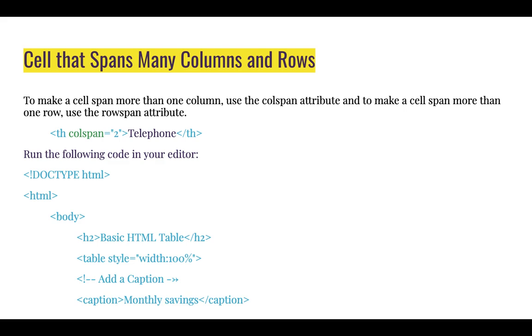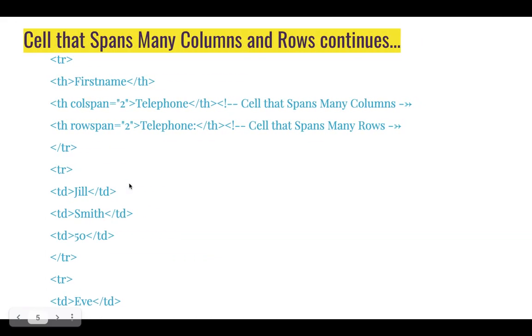To make a cell span more than one column, that is, if you want a cell to be longer than the size of one column, use the colspan attribute. And to make a cell span more than one row, you use the rowspan attribute. This is an example below. Table head colspan is equal to 2. So we are spanning 2 columns in this particular example. Run the following code in your editor. Just copy the code below and paste it in your editor and run it.